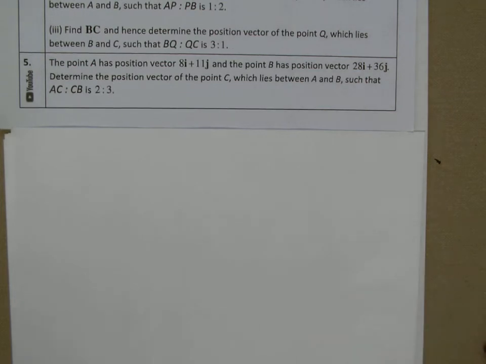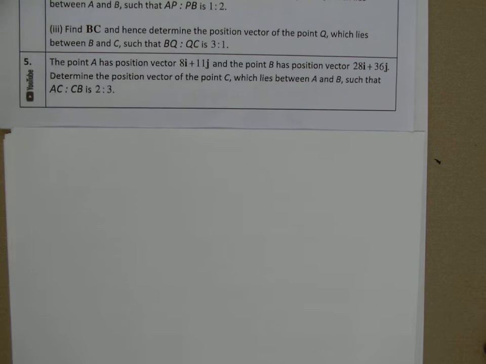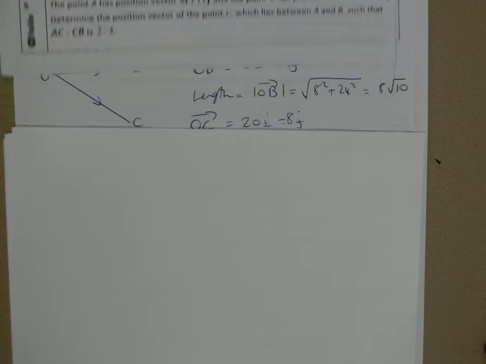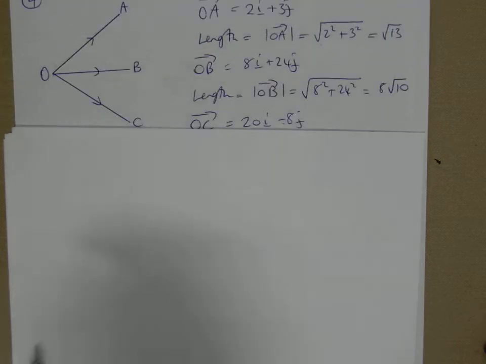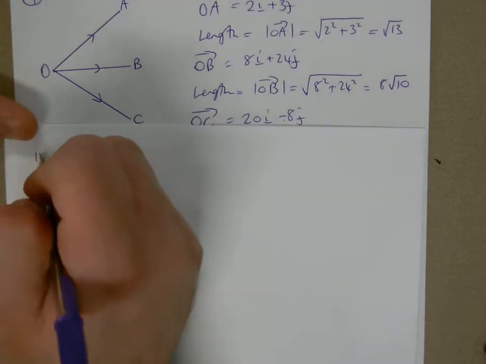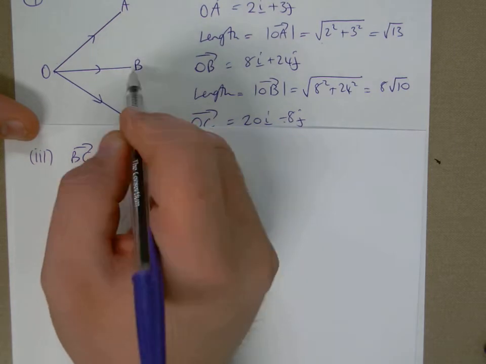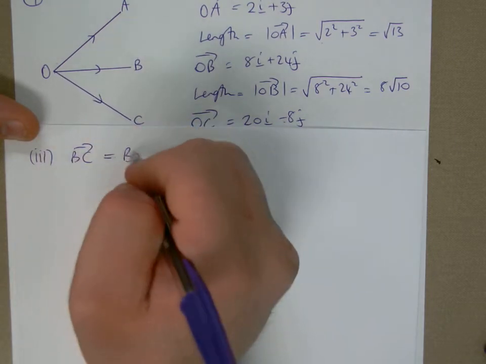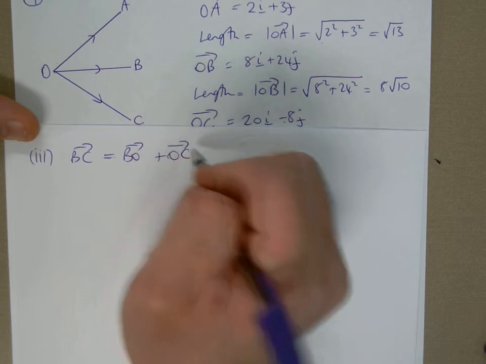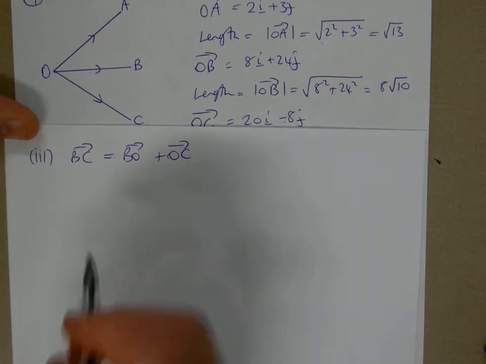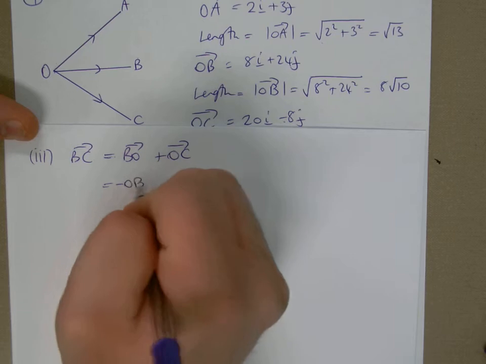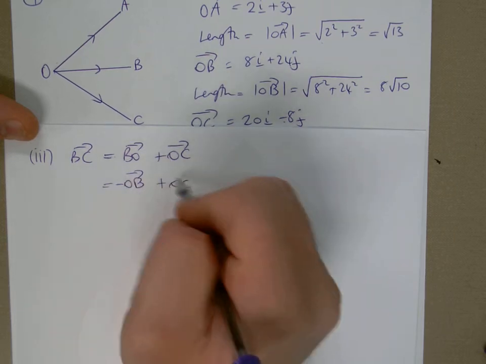So it says find BC and hence determine the position vector of the point Q, which lies between B and C in this sort of ratio here, right? Now to get BC, we go back to our original diagram in part A. To get from B to C, you could go B to O, couldn't you, plus then O to C, okay? And B to O, don't forget, is minus OB, the opposite of OB, plus OC.